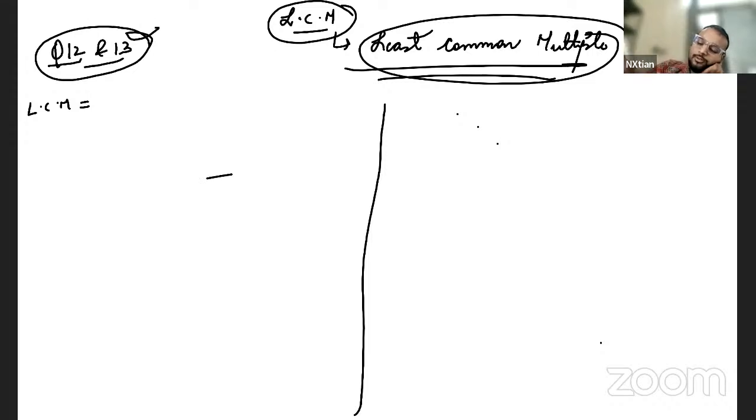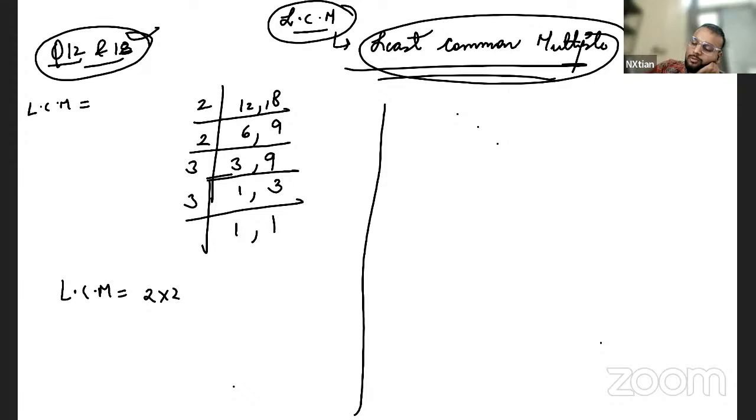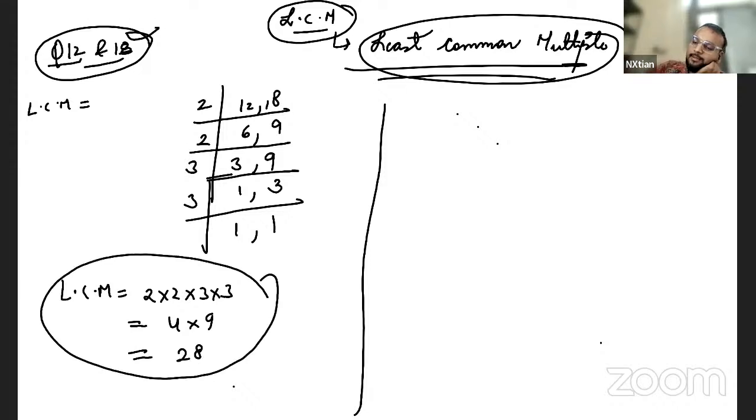See, what we used to do: we do LCM like this, 12 and 18. 2 will come, then 6 and 9; then 2 will come, it becomes 3 and 9; then 3 will come, it becomes 1 and 3; then again 3 will come, and it becomes 1 and 1. So the LCM we used to find like this: 2 into 2 into 3 into 3, which is 4 into 9, which is 36. This is the LCM. This is the correct LCM, no? Yes?